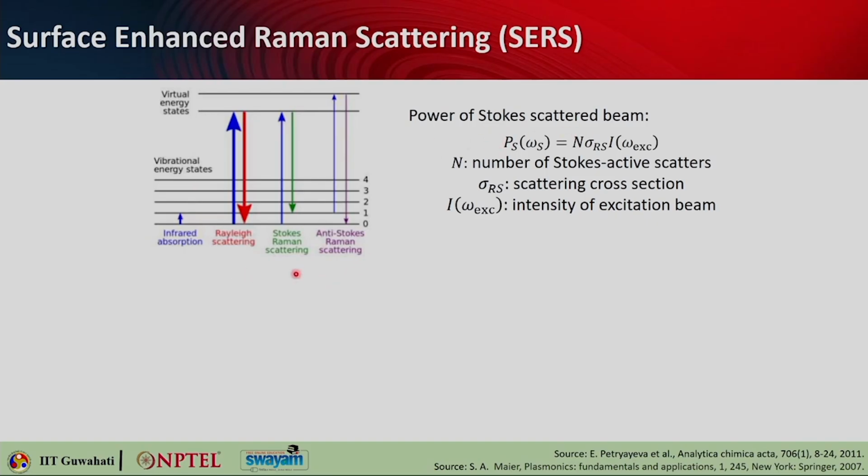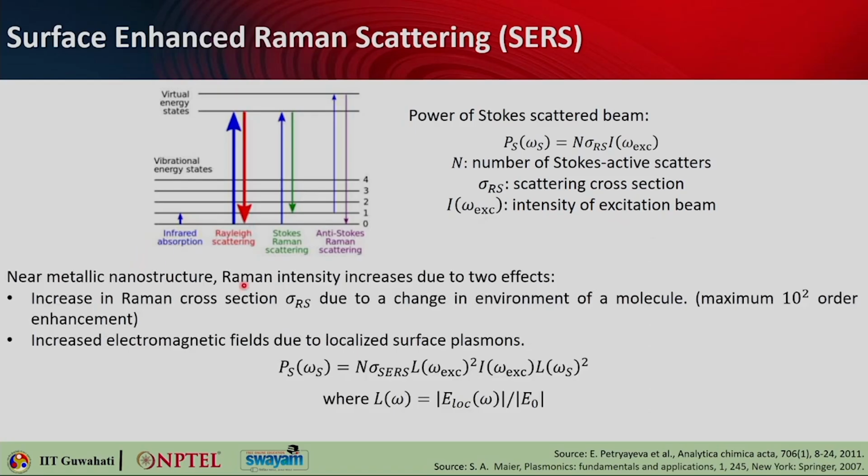So if you look into the Stokes scattering, that is the most common one. In that case, the power of the Stokes scattered beam, Ps(ωs), is equal to N σRS I. N is the number of Stokes active scatterers, σRS is the scattering cross section of those atoms or molecules, and I is the intensity of the excitation beam.